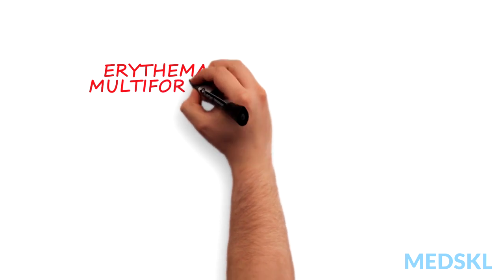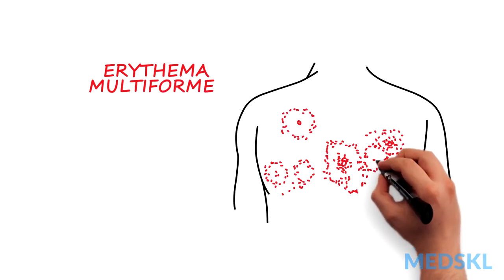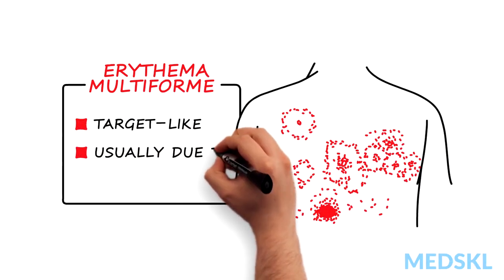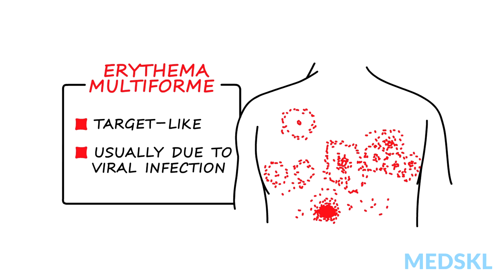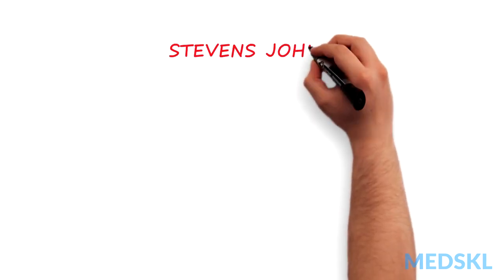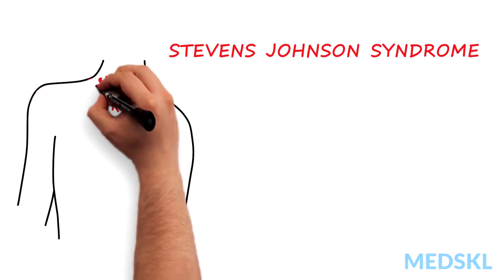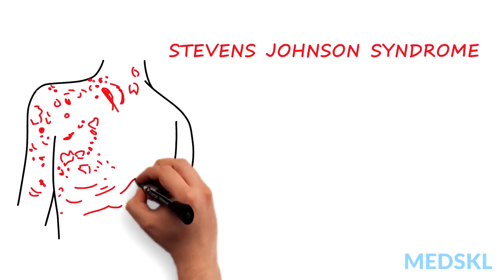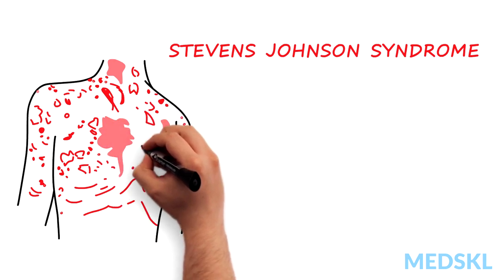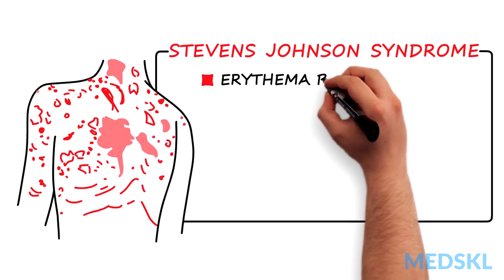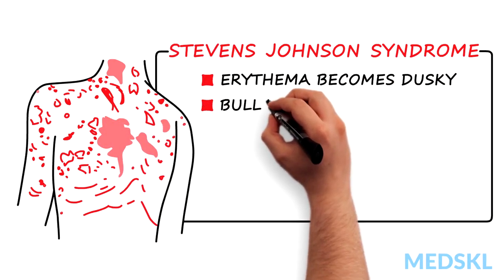In EM, the background erythema is target-like, and the underlying cause is often a viral infection, in most cases, herpes simplex virus. In SJS, the background erythema can become dusky and rapidly coalesce. SJS is very serious, and patients are typically treated in intensive care or burn units.